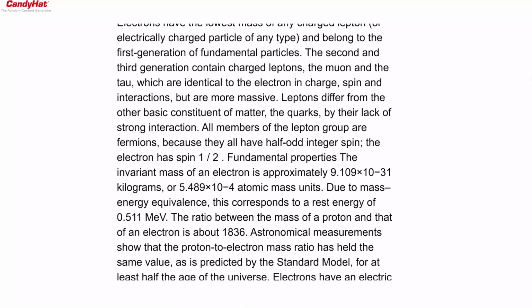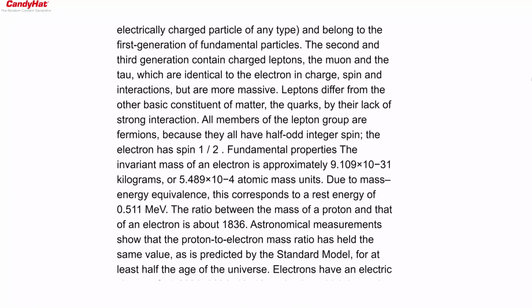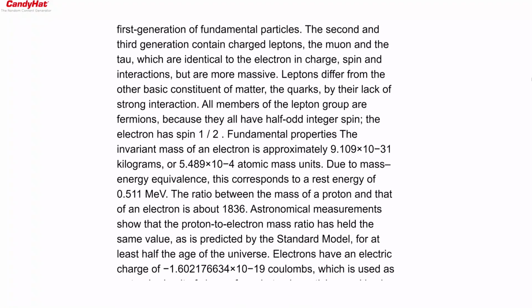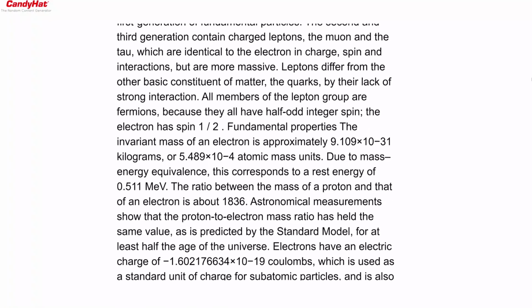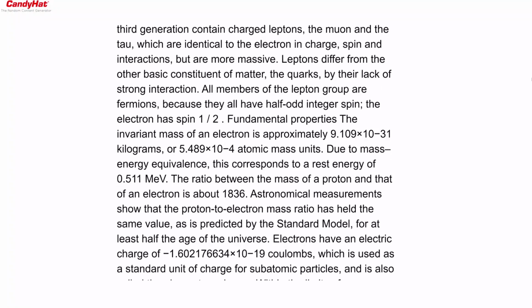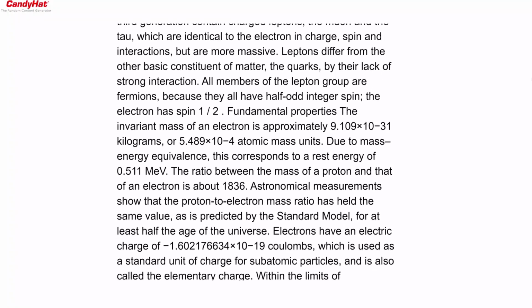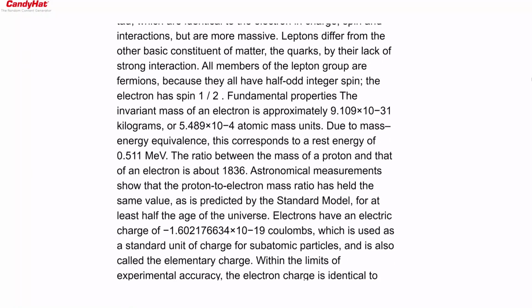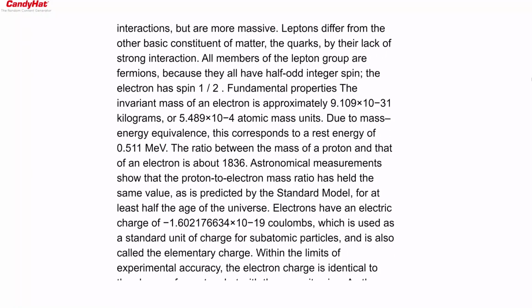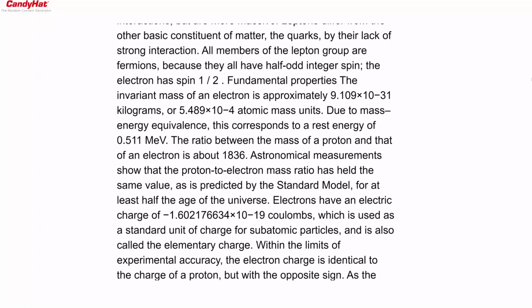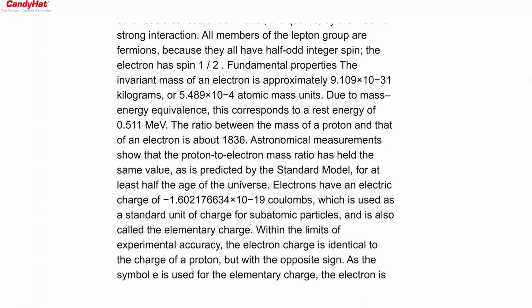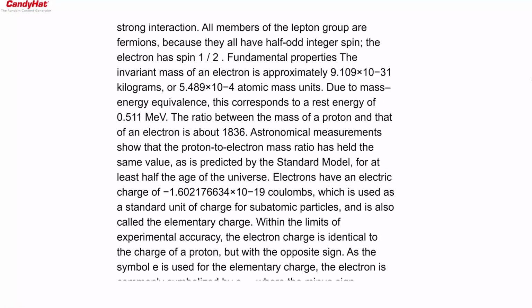Fundamental properties. The invariant mass of an electron is approximately 9.109 times 10⁻³¹ kilograms, or 5.489 times 10⁻⁴ atomic mass units. Due to mass-energy equivalence, this corresponds to a rest energy of 0.511 MeV. The ratio between the mass of a proton and that of an electron is about 1836. Astronomical measurements show that the proton-to-electron mass ratio has held the same value, as is predicted by the Standard Model, for at least half the age of the universe.